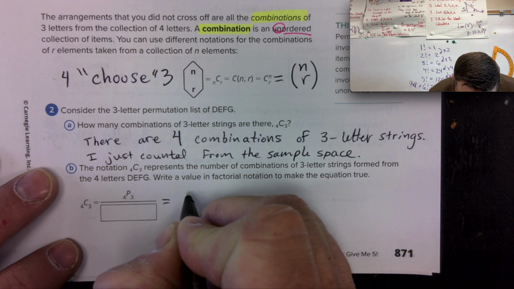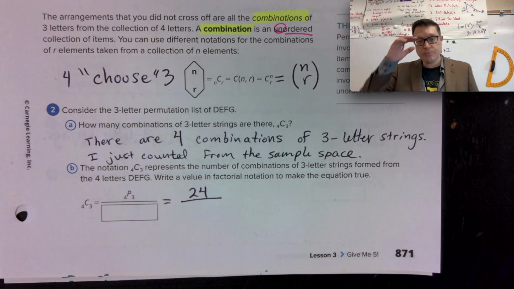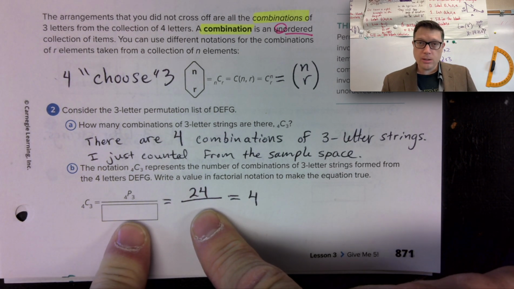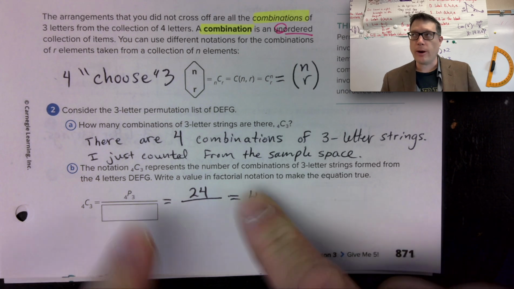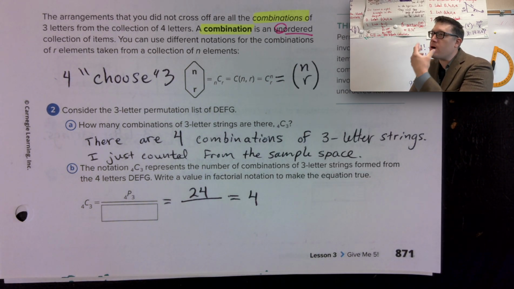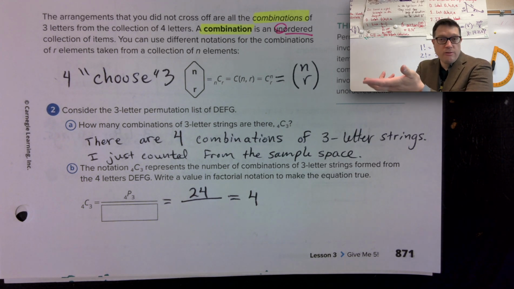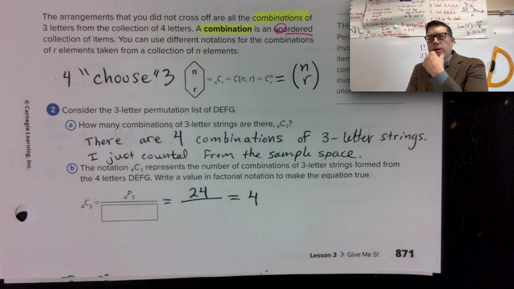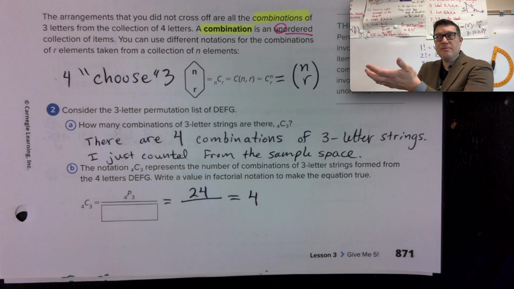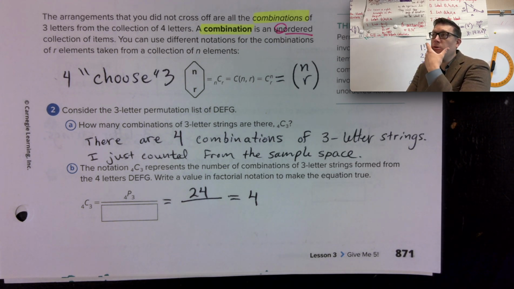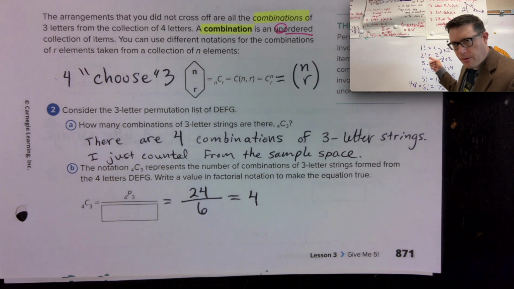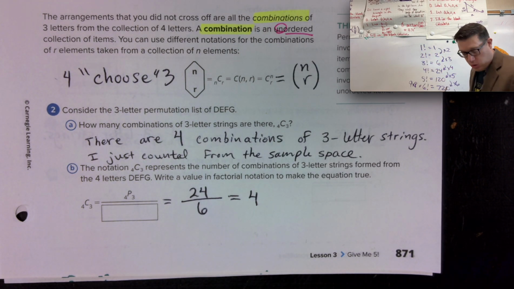What we know from up above is there are 24 permutations. And to get down to 4, we have to divide the 24 by a number. 24 divided by what number is 4? 24 divided by 1? No. 24 divided by 2? No. 24 divided by 3 is 8. 24 divided by 4 is 6. 24 divided by 5? 4.8, okay. 24 divided by 6. 24 divided by 6 is 4. Okay. From this list, 6 is 3 factorial.